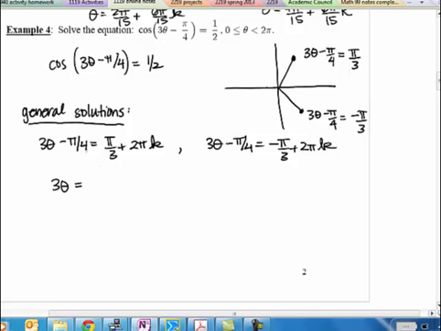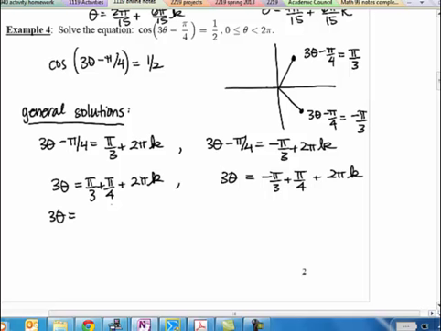So now I'm going to work with this. I have 3 theta would be pi over 3 plus pi over 4 plus any integer multiple of 2 pi. And on the other side, 3 theta would be negative pi over 3 plus pi over 4 plus any integer multiple of 2 pi. I'm going to get a common denominator right here and then divide by 3 next. So 3 theta, if I get a common denominator of 12, is going to be 7 pi over 12 plus 24 pi over 12 times k.